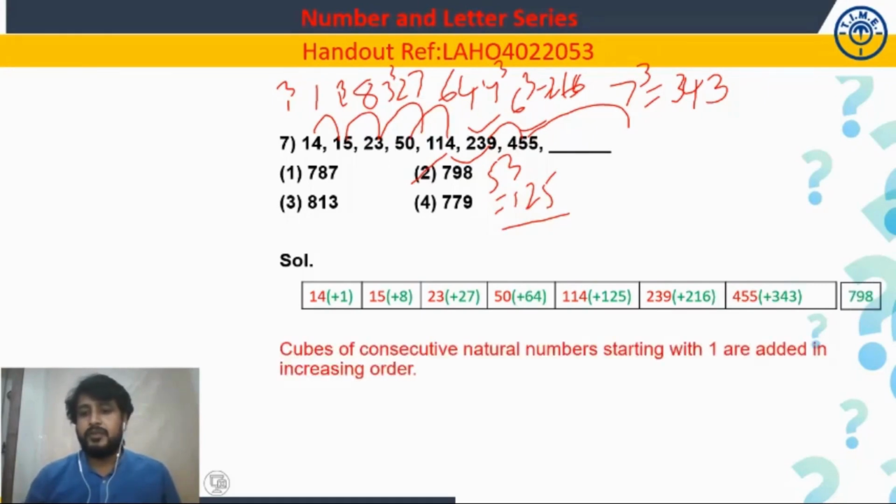Cubes of consecutive natural numbers starting with 1 are added in increasing order: 1 cube, 2 cube, 3 cube, 4 cube, 5 cube, 6 cube, 7 cube, to get 798. Choice 2.